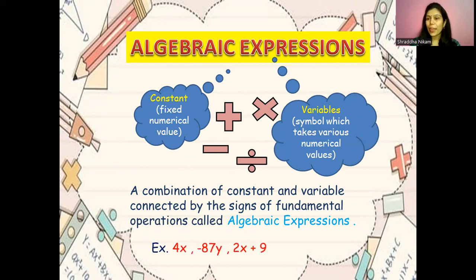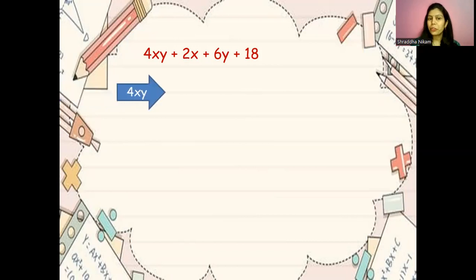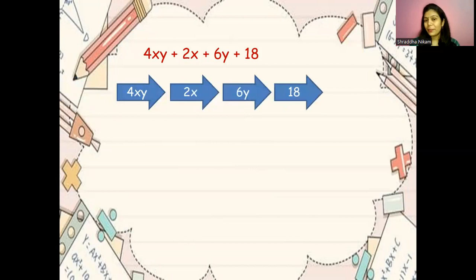Examples are 4x minus 87y, 2x plus 9. A negative sign can also be there, and in the first example, no sign is given, which means it is positive. Let's have a look at this basic algebraic expression: 4xy plus 2x plus 6y plus 18. Now let's split down this expression: 4xy, 2x, 6y and 18.